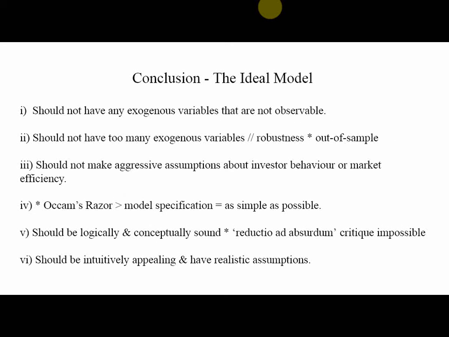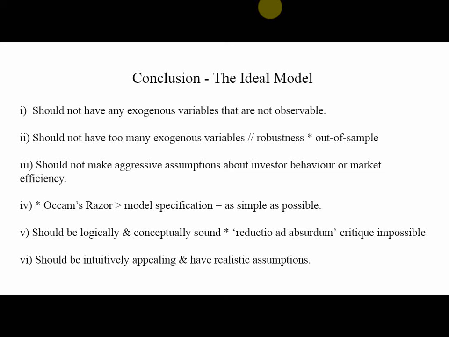So coming to Sanjay's question about what I am recommending, based on some of the critiques that I've done, what I propose to do is suggest a better estimation model. What I'm trying to do is lay out the properties of an ideal model. It should not have exogenous variables that are not observable. It should not have too many exogenous variables, because if you have too many, you have out of sample robustness problems when you go into out of sample testing.